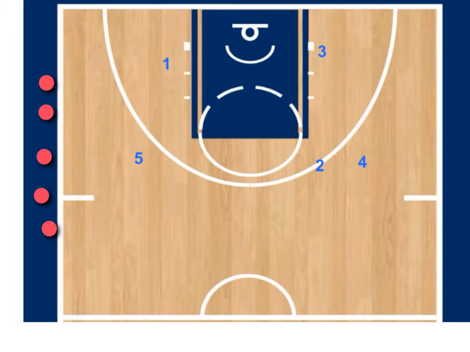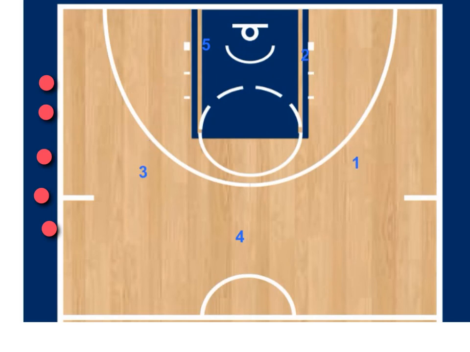The 2 goes and sets a screen, the 4 pops out. Also, at the same time, the 1 sets a screen, the 3 switches sides. Now the 5 has an option to either pass to the 3, if he can, or if he can't get it to the 3, pass it back to the 4, and when that happens, again, the 5 and the 2 set screen, the 1 and the 3 now pop out to the wings.